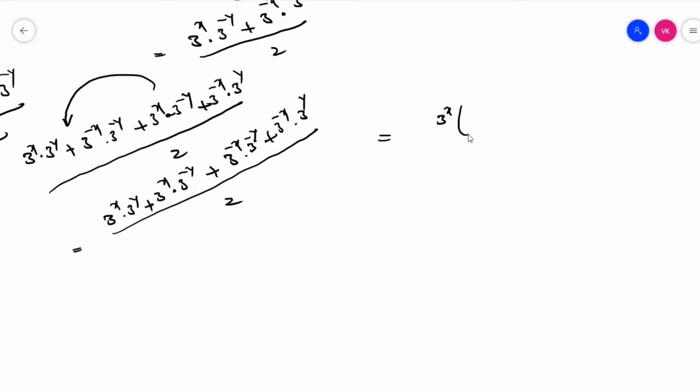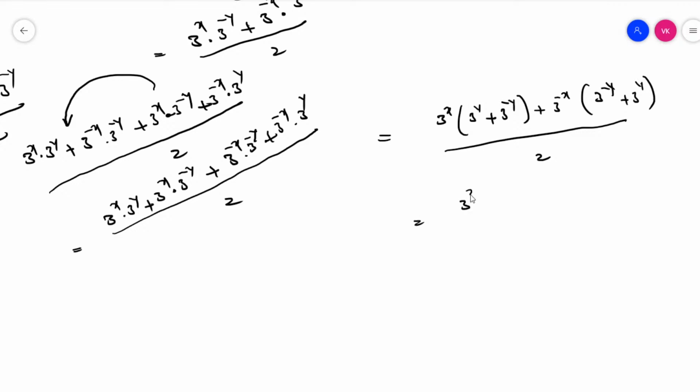So 3 power of x, let's take common, then we will get 3 power of y plus 3 power of minus y. Here also let's take 3 power of minus x, then we will get 3 power of minus y plus 3 power of y. Then whole by 2. Then we can easily write as 3 power of x plus 3 power of minus x into 3 power of y plus 3 power of minus y, whole by 2. Okay, we got it there.